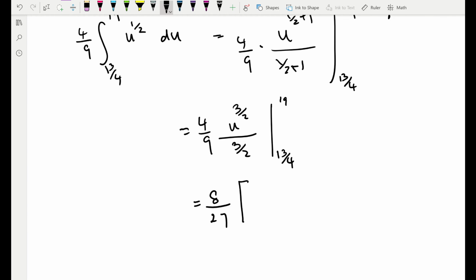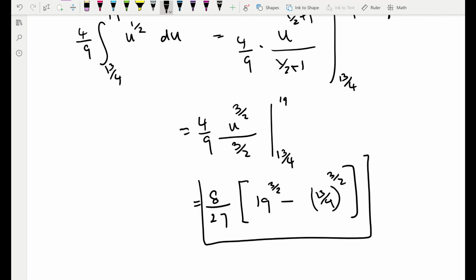Now let's substitute 19 and 13 over 4. So 19 to the 3 over 2 minus 13 over 4 to the 3 over 2. So yep, this is the arc length. I don't think there's a better way to simplify this unless using a calculator. But yeah, that's the length of the curve.